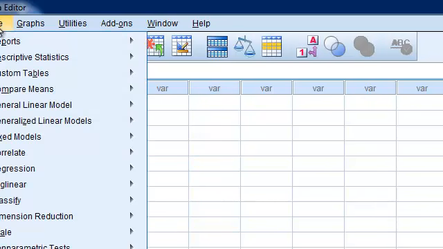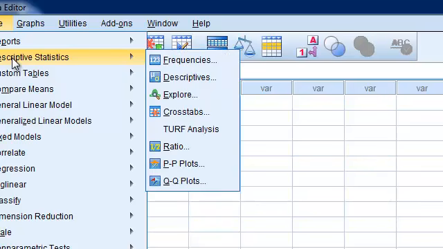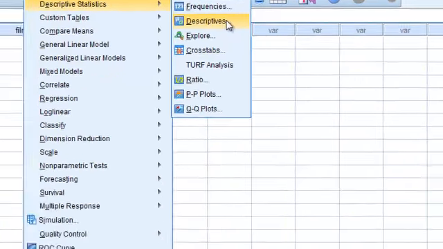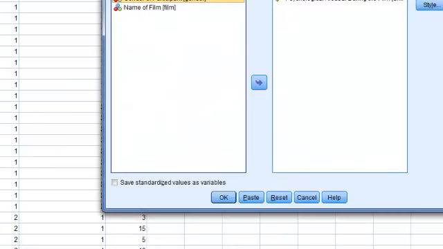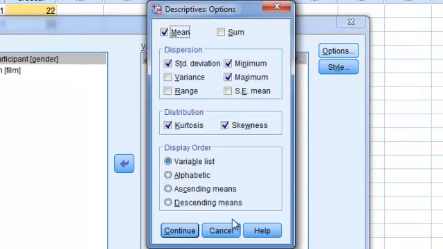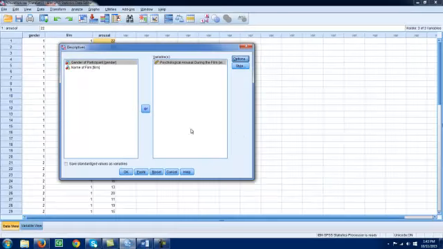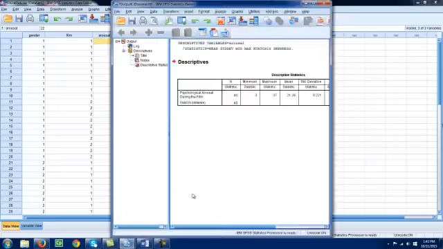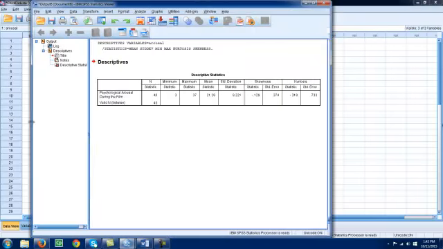To do that, I'm going to go to Analyze, Descriptive Statistics, and then Descriptives again. My dependent variable is psychological arousal, so I've already moved that over to my variables box. Under Options, by default these two will not be checked. I'm going to check kurtosis and skew. Hit continue. I can hit OK again to get those results.